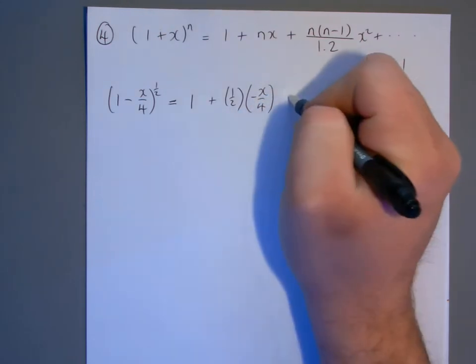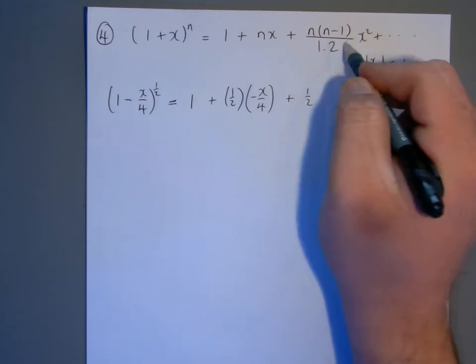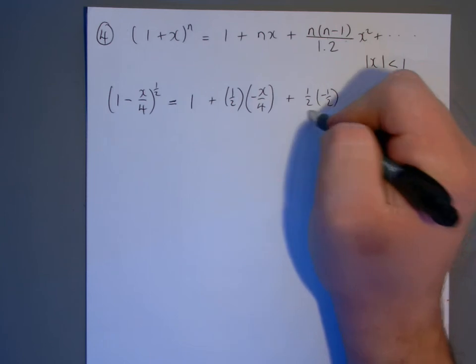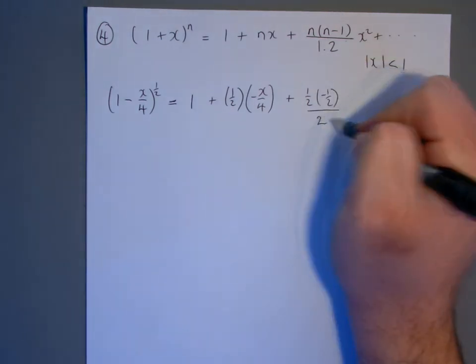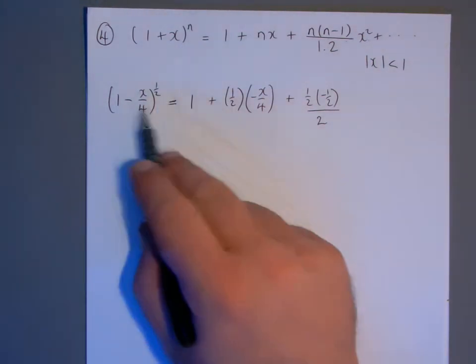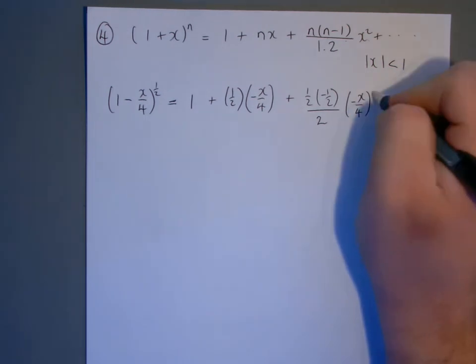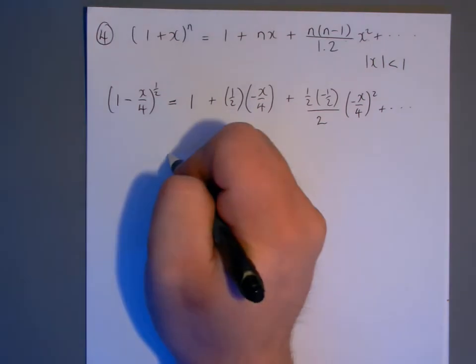Okay, and then we've got n, which was a half the power, n reduced by 1, so take away 1 from a half, which is negative half, over then 2 factorial, which is just 1 times 2, so that would be 2. And then we've got to square the x term, so in this case minus x over 4, put in a bracket, squared. So that's up to the x squared term, which is what they're looking for.